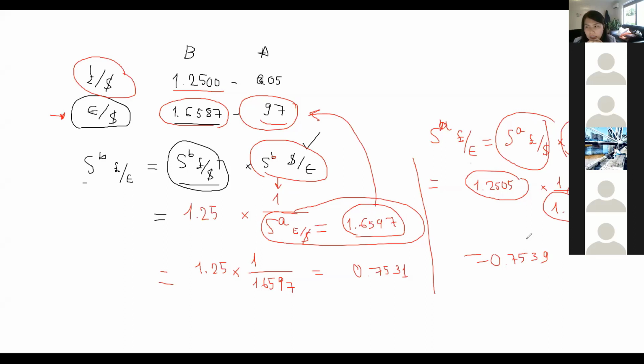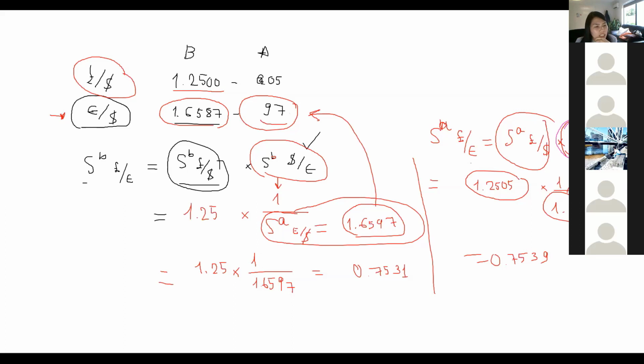Aren't we taking the ask rate over here? Which part? The second part, where it is dollar by euro. Dollar by euro, yes. So the ask rate is 97, right? This is the ask rate for the euro over dollar. So what we want is, yeah, exactly.